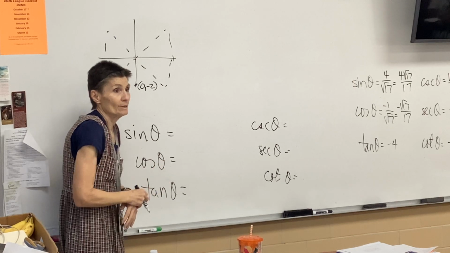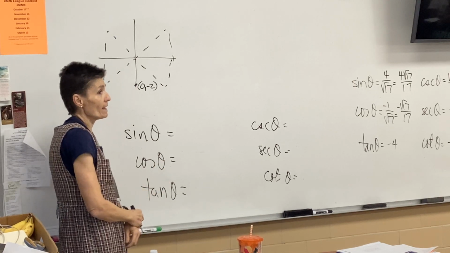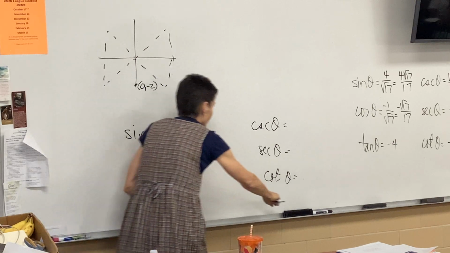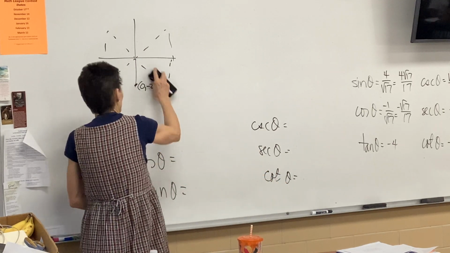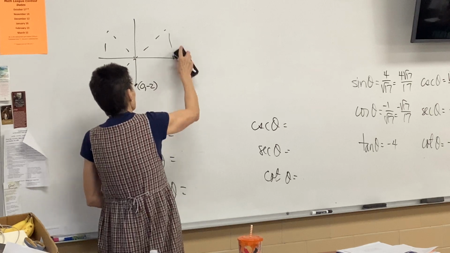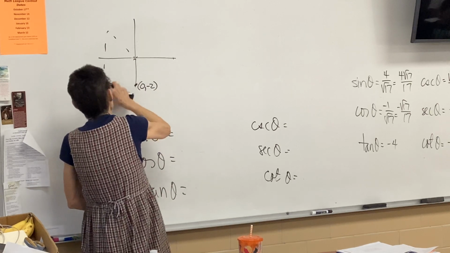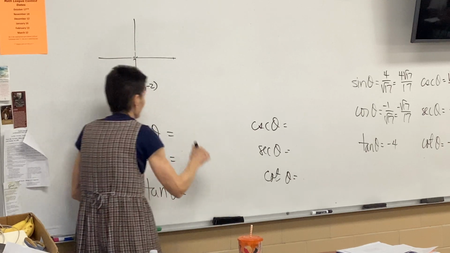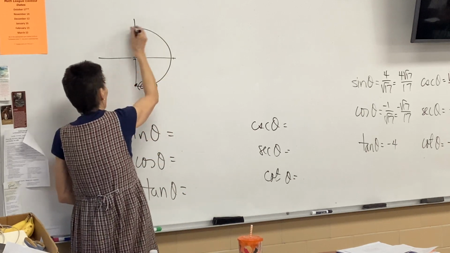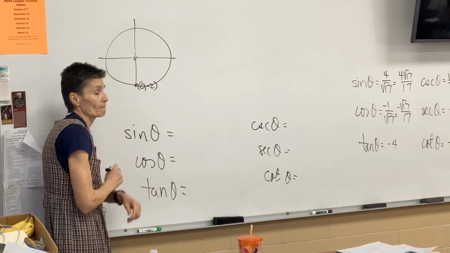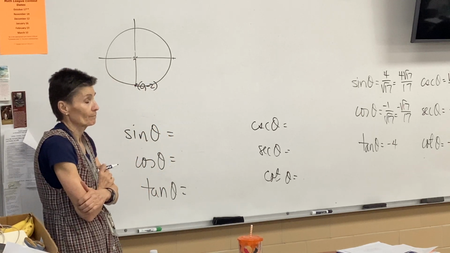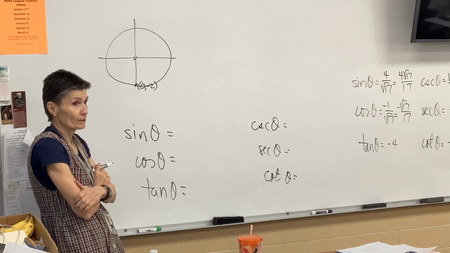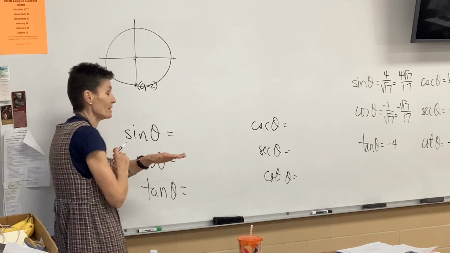No, no. When your angle is on the axis, then you do not draw a triangle. Instead, you must use your circular definitions. You draw a circle through that point, and you use your circular definitions. Now here's what I mean.